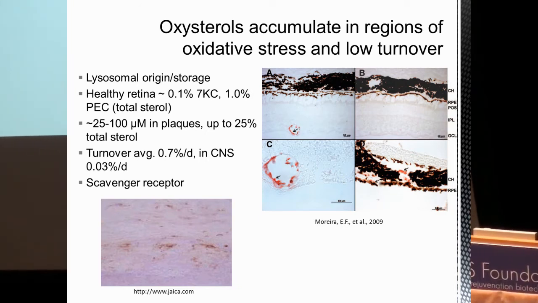They also accumulate in regions where you have lower turnover, such as in the brain and central nervous system. A typical turnover through the body would be about 0.7% total sterol per day, whereas in the central nervous system, it's much slower. You only have about 0.03% sterol turnover per day.